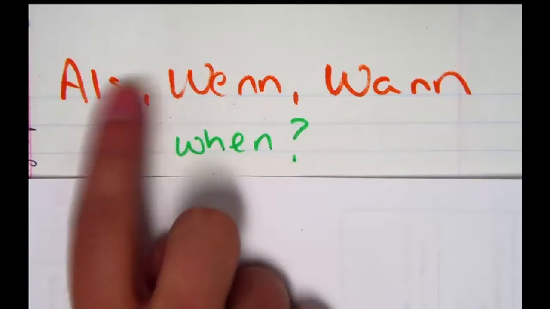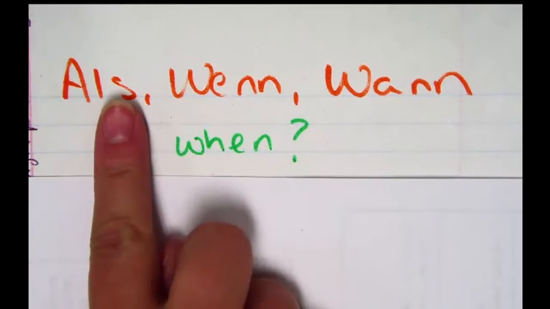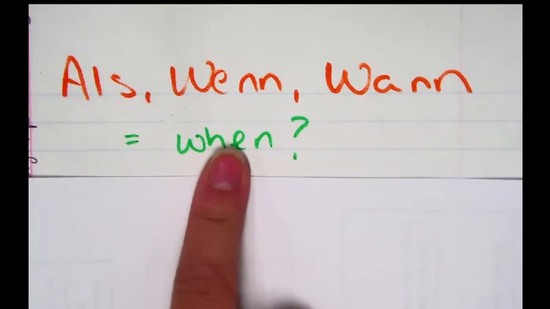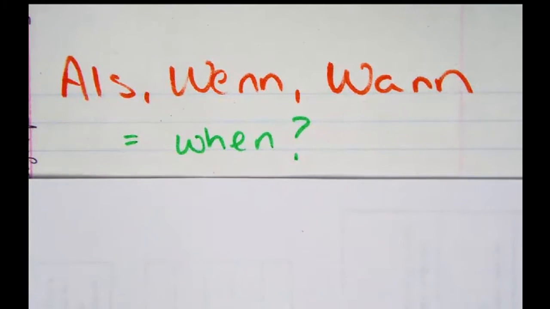So we're going to keep going with als, wenn and wann, and als, wenn and wann in English all translate to when, but they mean very, very different things and are used in different contexts.